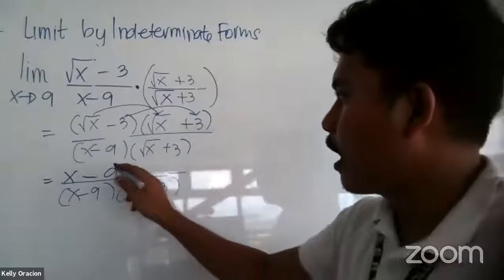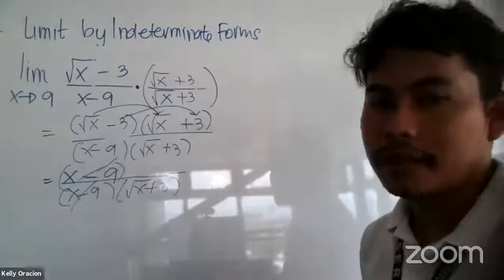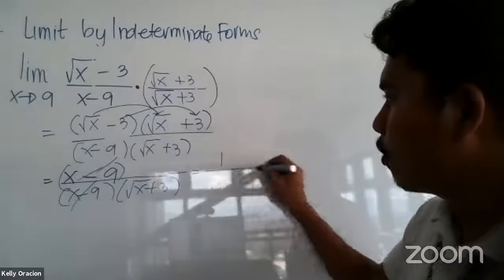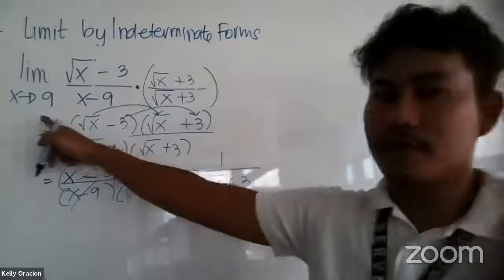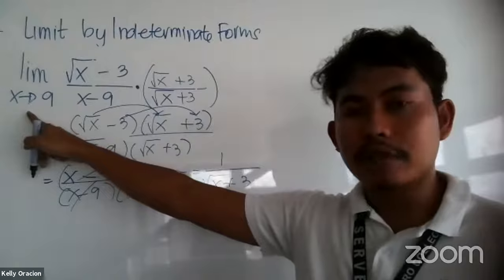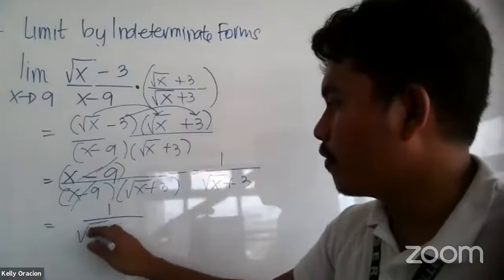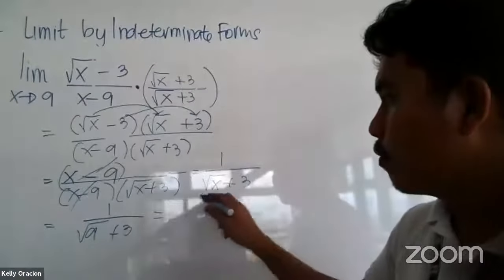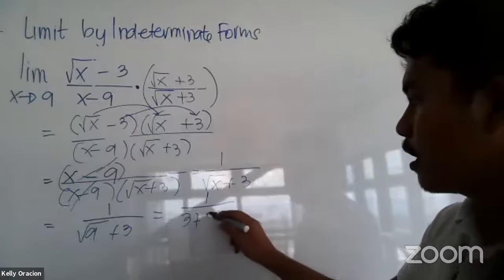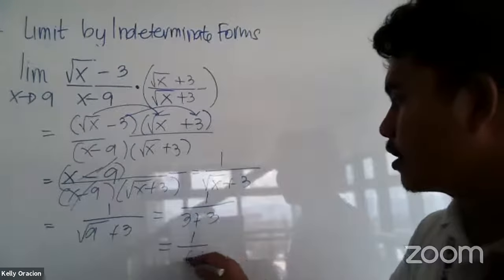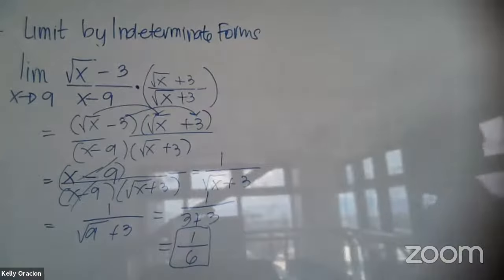Yan. Naay makancel? Di ba naay makancel? Makancel. So ang naiwan, 1 over square root of x plus 3. This time, you can substitute the value of x, which is 9. So 1 over square root of 9 plus 3. Square root of 9 is 3. So 3 plus 3, the answer is 1 over 6. And that's the answer. So yan yung process.